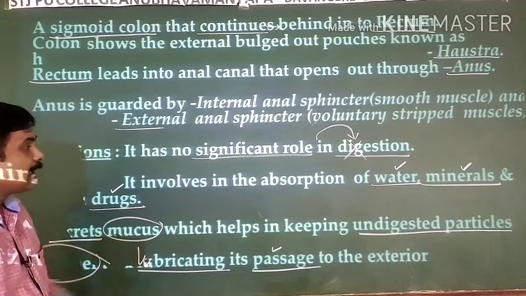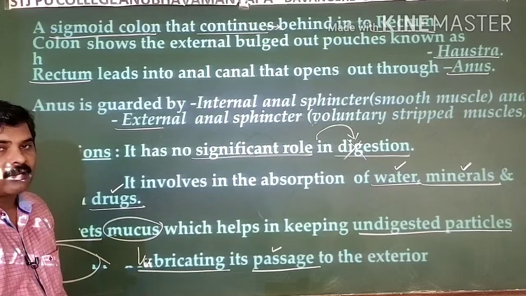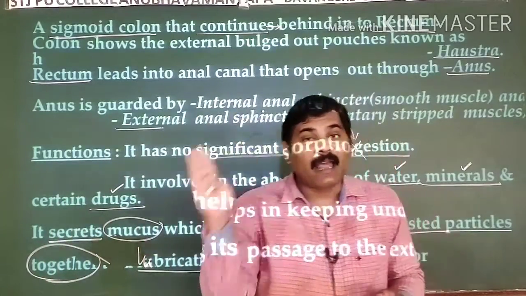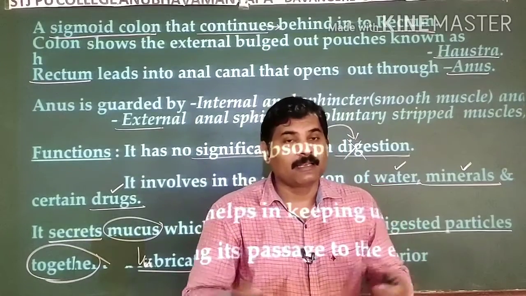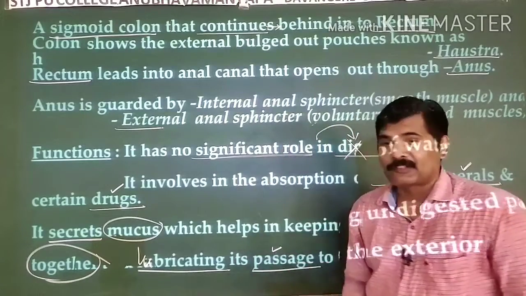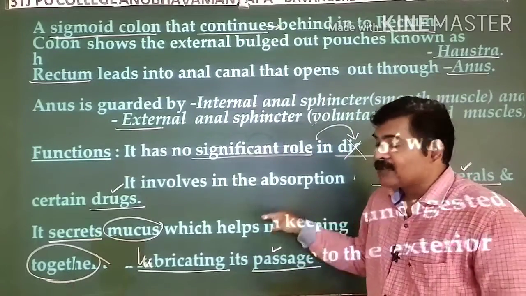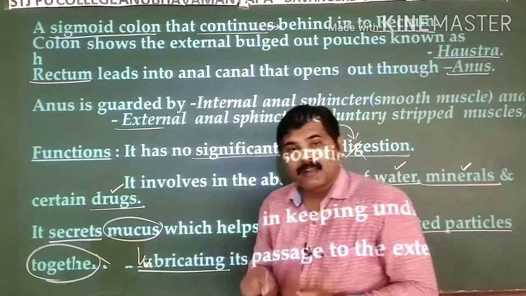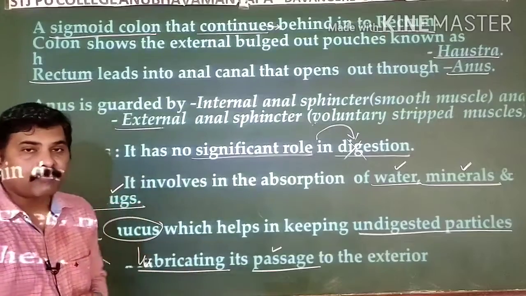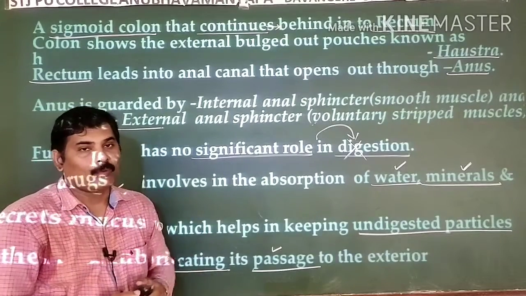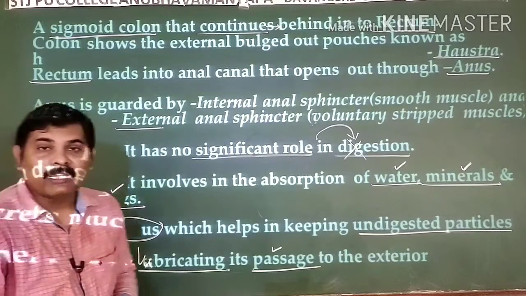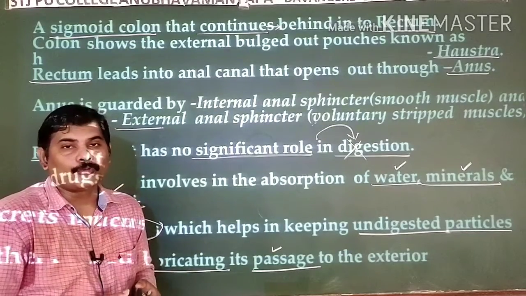So these are the functions of your colon. The important thing is, as I said, the digestion process gets completed by the end of the small intestine itself, that is, the ileum. So no digestion takes place in your large intestine. Only in the large intestine, there is absorption of water, minerals and drugs, and it produces mucus, helps in binding the undigested food particles and lubricates the canal. This is all about your large intestine. So with this, we will study more in detail the entire anatomy of your digestive system.